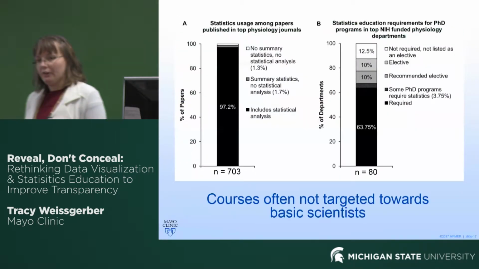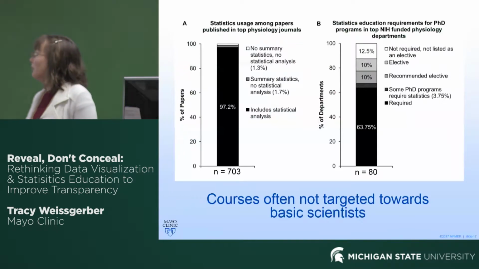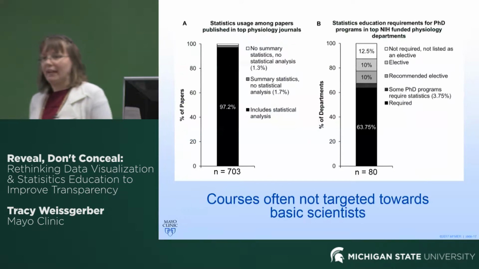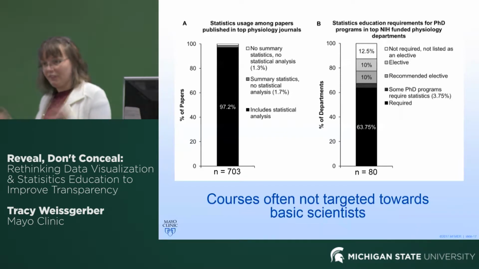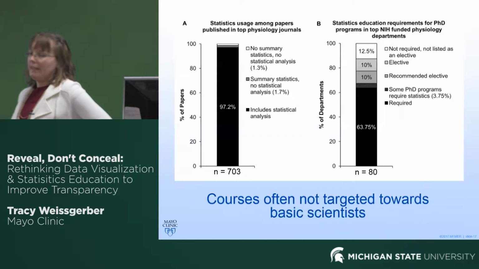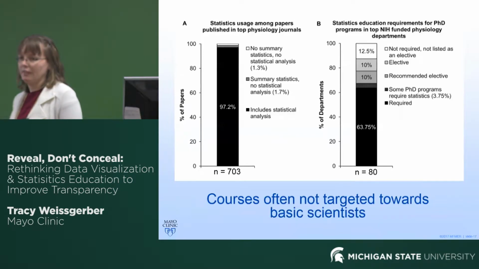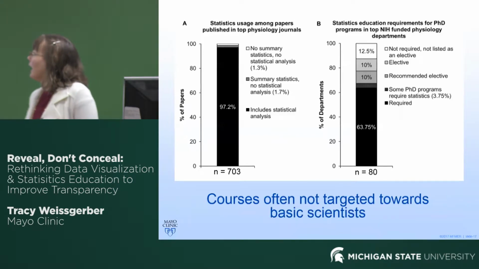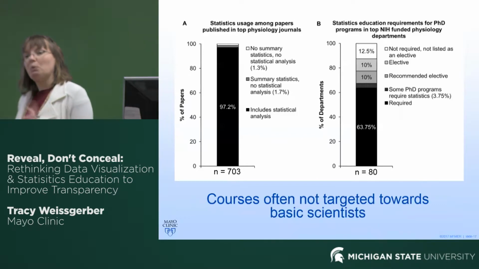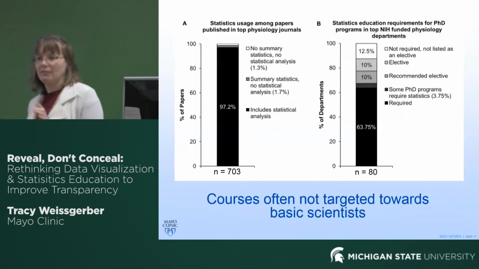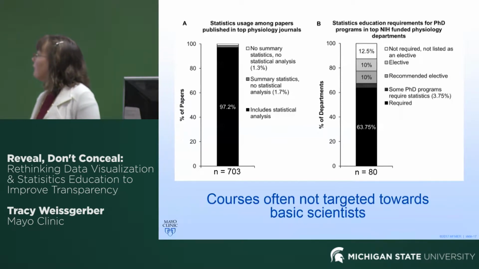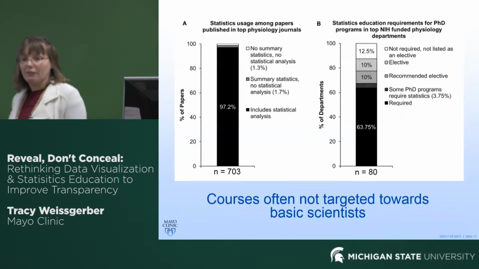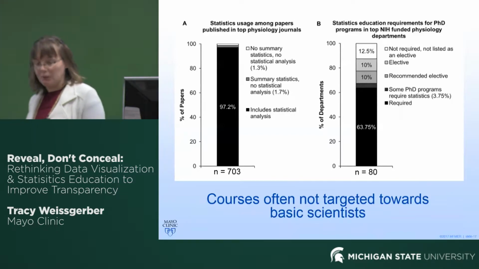So we started off with our data set again of 700 papers published in the top 25% of physiology journals. And we found that 97% of them included some statistical analysis, which is probably not surprising to any of you who picked up the journal. What we did was we looked at the top NIH-funded physiology departments, and there were 80 of them. We looked at whether or not students were required to take a statistics course for the PhD programs that those departments were participating in. And we found that in about two thirds of the cases, statistics was required for some or all PhD programs that the department participated in.